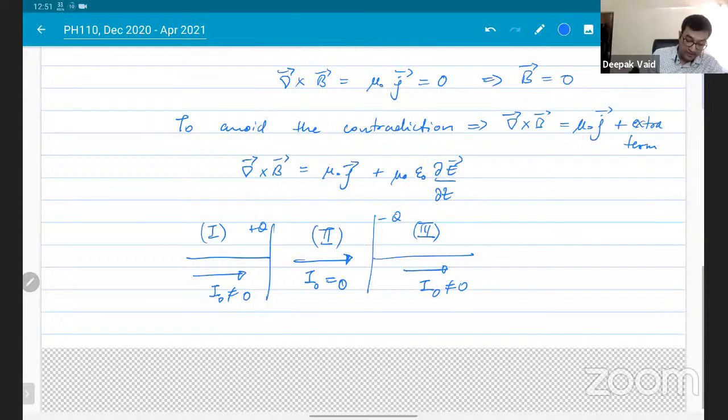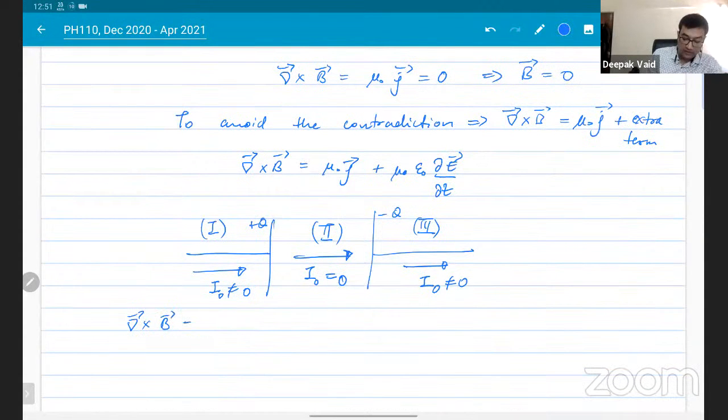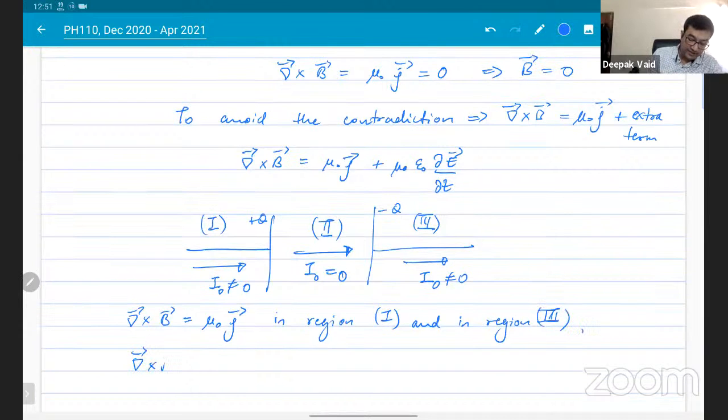So in region 1 and region 3, curl of B is equal to mu naught J. And in region 2, what happens? Curl of B is equal to mu naught epsilon naught dou E by dou T in region 2.